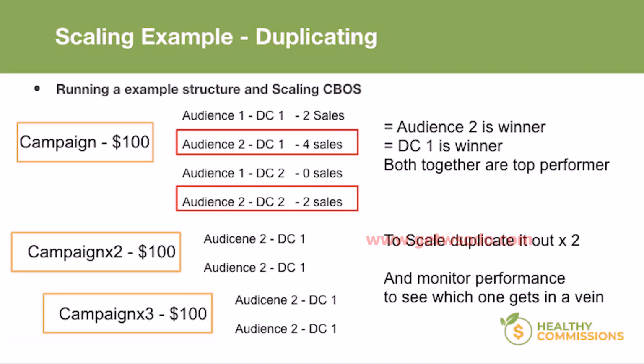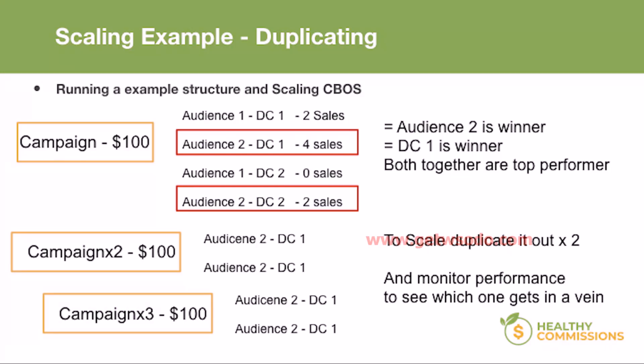DC2, audience 2 is performing the best, right? So audience 2 is obviously the winner and DC1 is the winner, but both together are performing the best. So audience 2, DC1. What we can do is take this out and duplicate it and horizontally scale it. For example, we then have another campaign here. We'll have two of the exact same ads. So audience 2, DC1, audience 2, DC1.